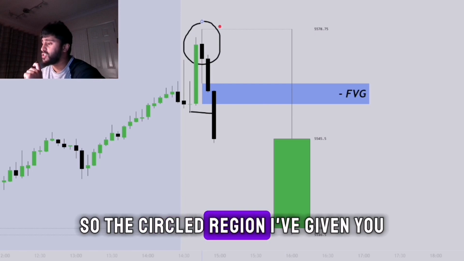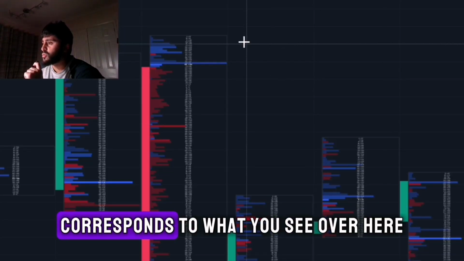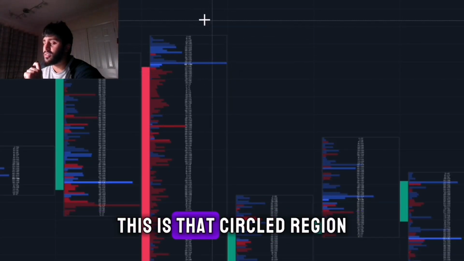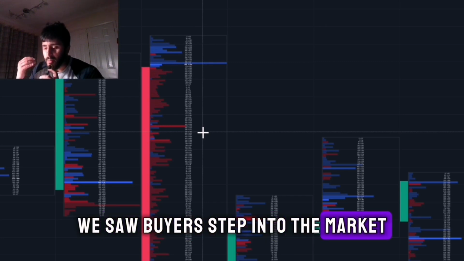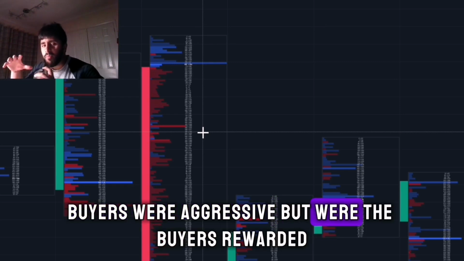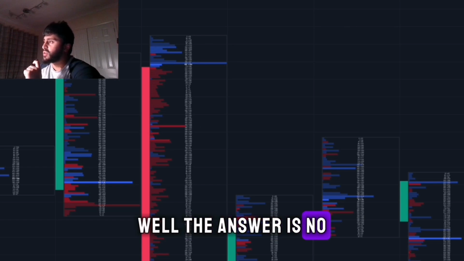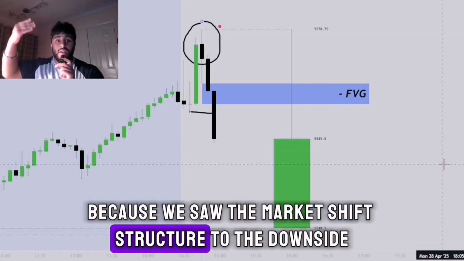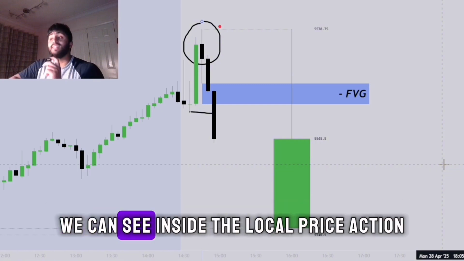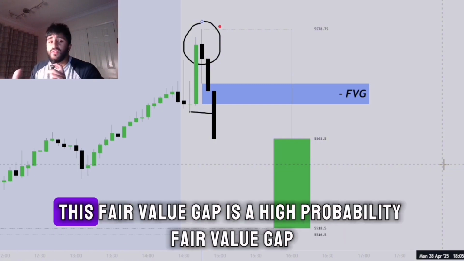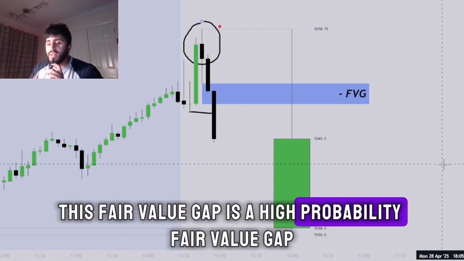So the circled region I've given you corresponds to what you see over here. This is that circled region. We saw buyers step into the market. Buyers were aggressive, but were the buyers rewarded? Well, the answer is no, because we saw the market shift structure to the downside. So from here now, we can see inside the local price action, this fair value gap is a high probability fair value gap.